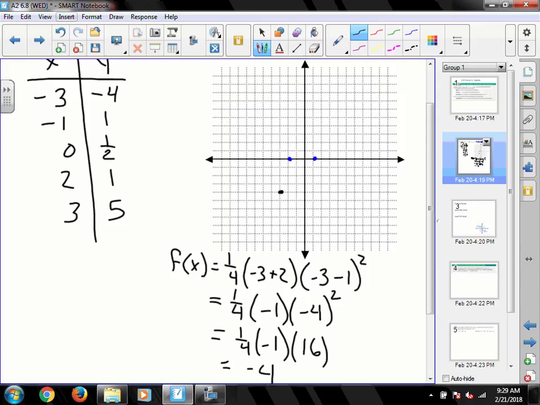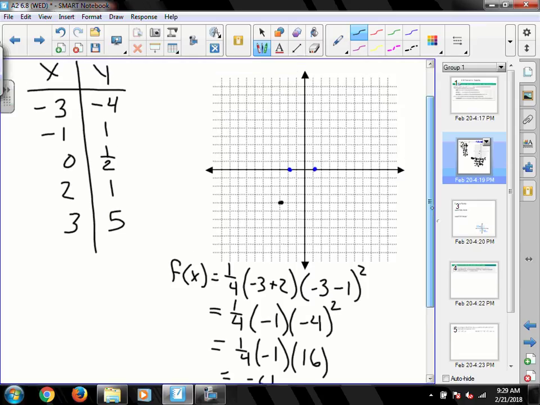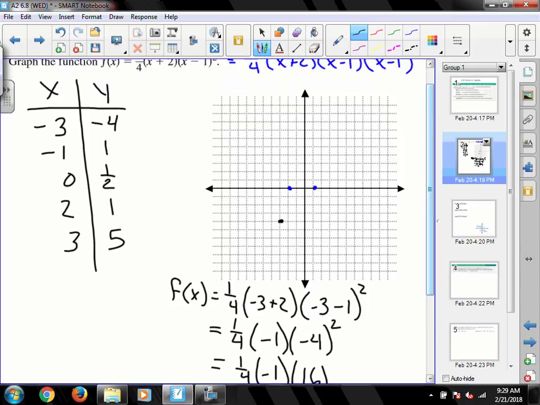Oh, I know what it is. No, I think that's right. What did I do wrong? Oh, correct square. Okay, so I go -1, 1 up here, 0, 1/2, 2, 1, and 3, 5.